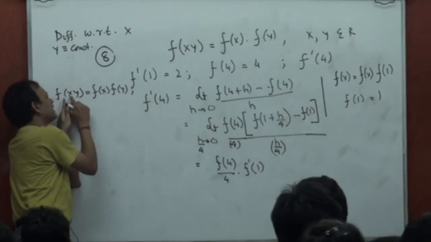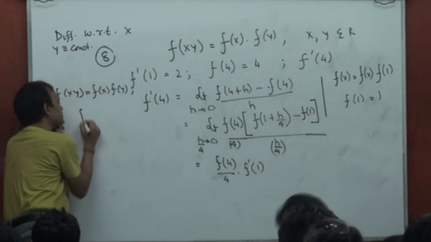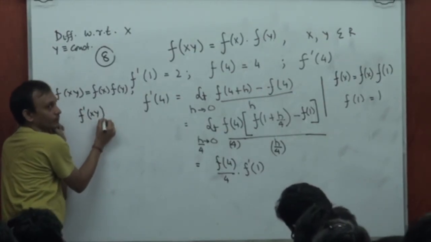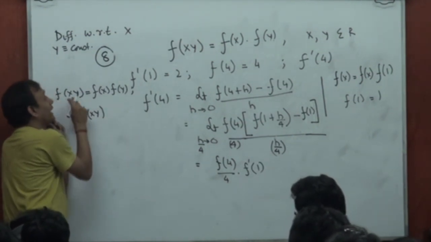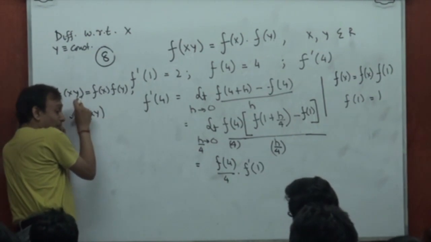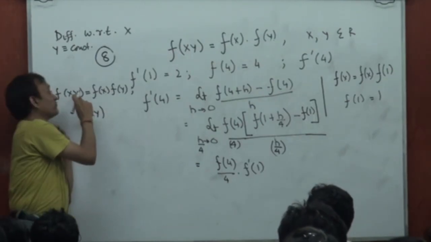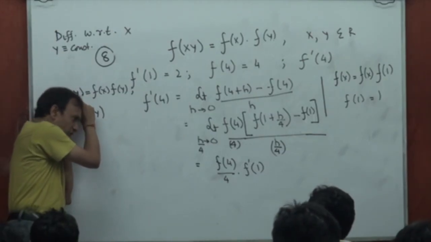So first differentiate f of xy with respect to xy. That's going to give me f dashed xy. And then differentiate xy with respect to x, keeping y constant. That's going to give me y.